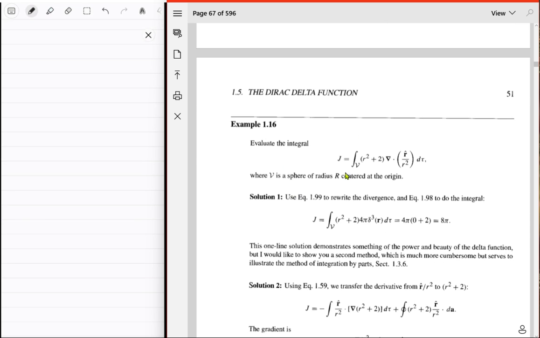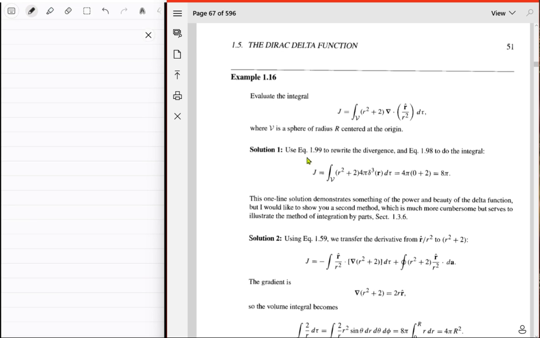Evaluate this integral. It's the volume integral of r squared plus 2 times the divergence of this function, d tau, the volume element, where this is a sphere of radius r centered at the origin. Once again, something that contains the origin. It just picks out the value of this function at the origin. So that's just 2. No, it's not just 2, it's still 2 times 4 pi, because this thing is 4 pi times delta of r vector. So this will just be 2 times 4 pi, which is 8 pi. So that's what this integral is. Awesome.